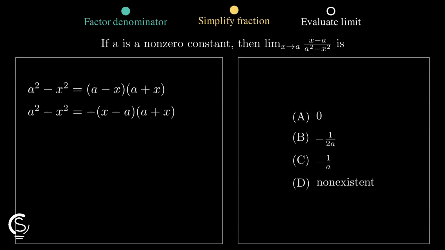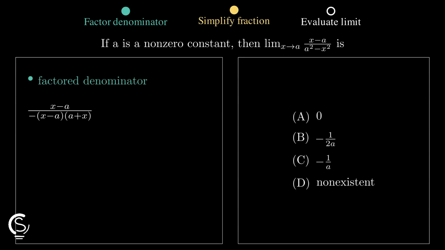Now substitute this into our limit. We can cancel the common x minus a term from the numerator and denominator, leaving us with a simplified expression. You got this, team!